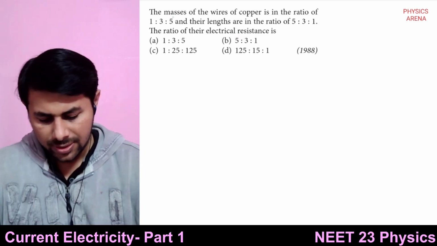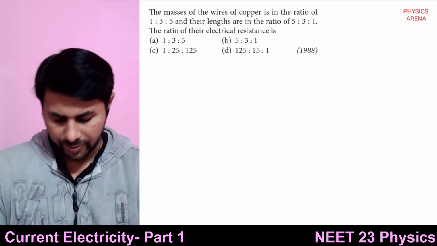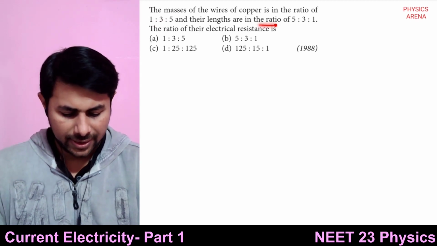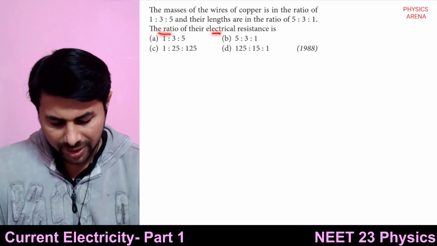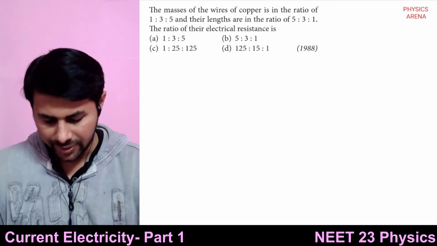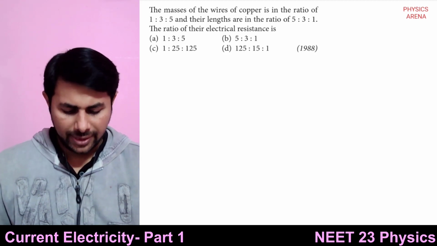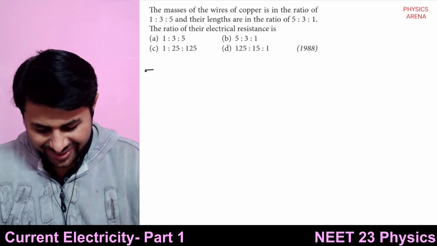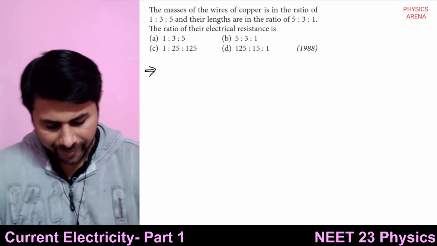Option B. The next question: the masses of the wires of copper are in the ratio of 1 is to 3 is to 5, and their lengths are in the ratio of 5 is to 3 is to 1. The ratio of their electric resistance is, this is the question.